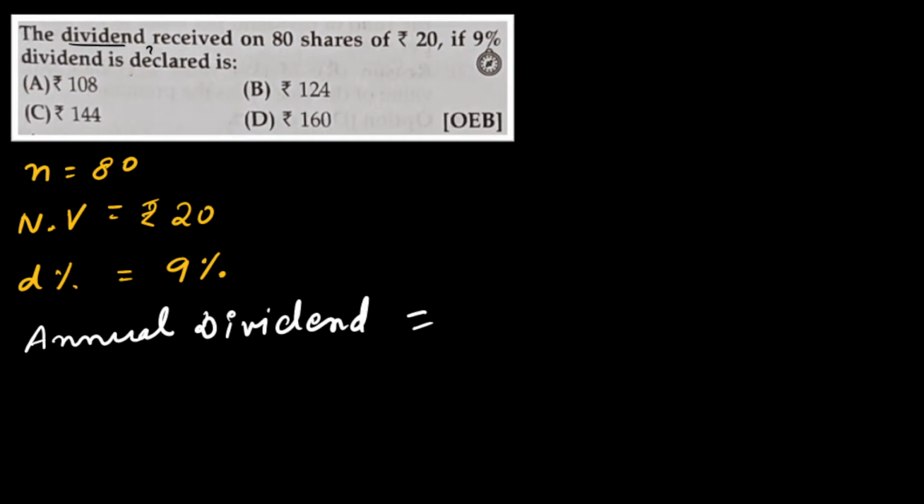I don't see any responses. What is the formula of annual dividend or dividend? It's number of shares into dividend percent into nominal value. See, try to give me the formulas and also respond because the class should be interactive. Yes, Likita has given the formula, Jayashree and Sanika also. So number of shares into dividend percent. So it is a direct question.